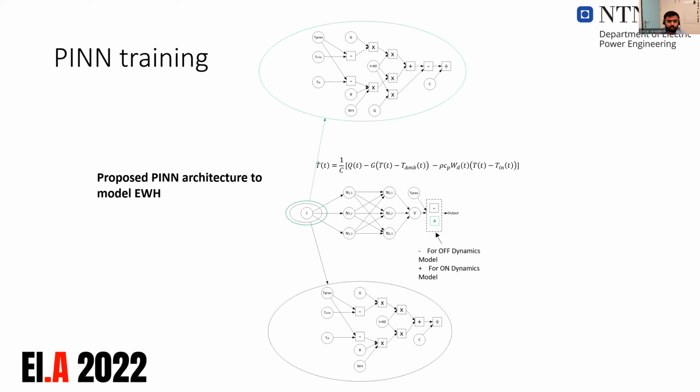And this is the proposed architecture for the electric water heater. This is similar to normal neural networks. However, the initial layers are structured in such a way that they mimic the differential equation. As you can see, there is a subtraction between the atmospheric temperature and the previous temperature, multiplied with the system parameter. And this is similar to here, like G into temperature minus T ambient.